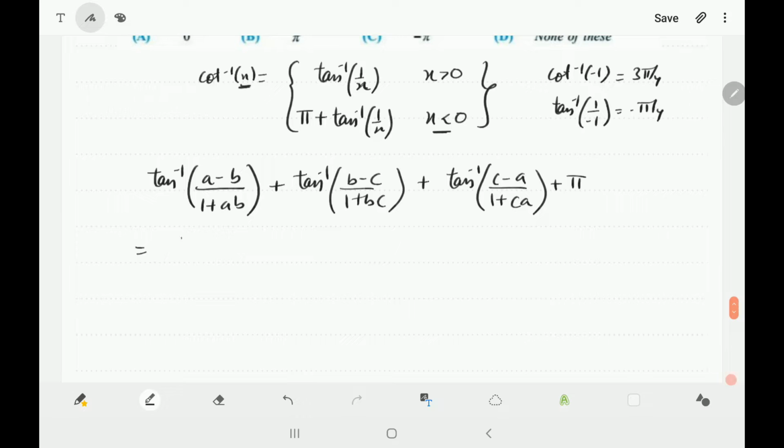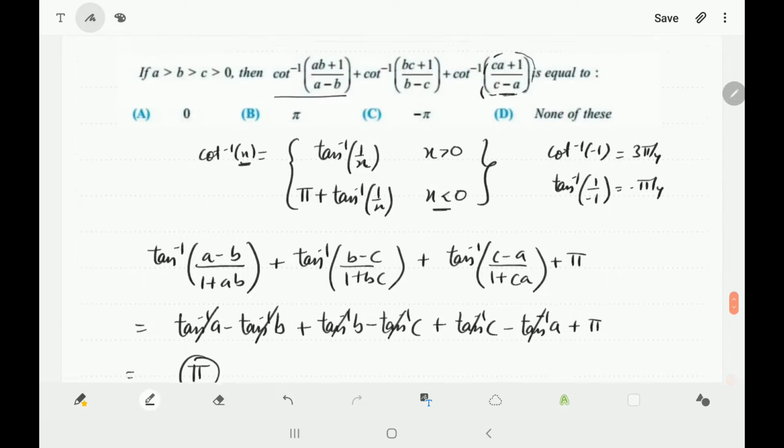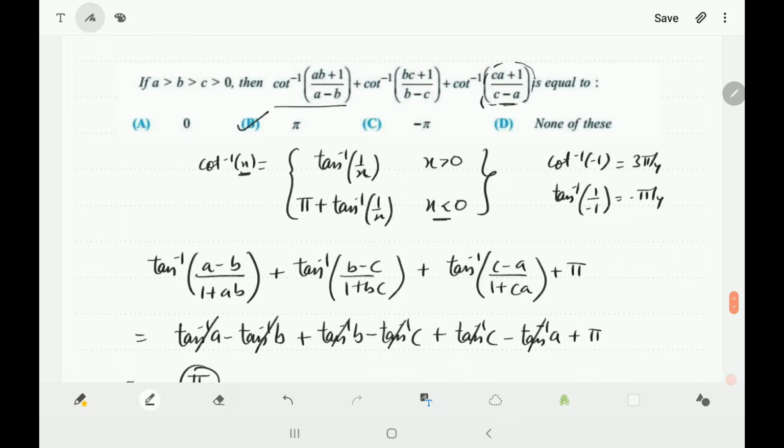Now this is the formula: tan inverse A minus tan inverse B, plus this term tan inverse B minus tan inverse C, plus this term tan inverse C minus tan inverse A plus pi. Now tan inverse A and minus tan inverse A will cancel out. Similarly, tan inverse B and tan inverse C. So the answer for this problem will be pi, which is option B, and hence the answer for this problem is option B.